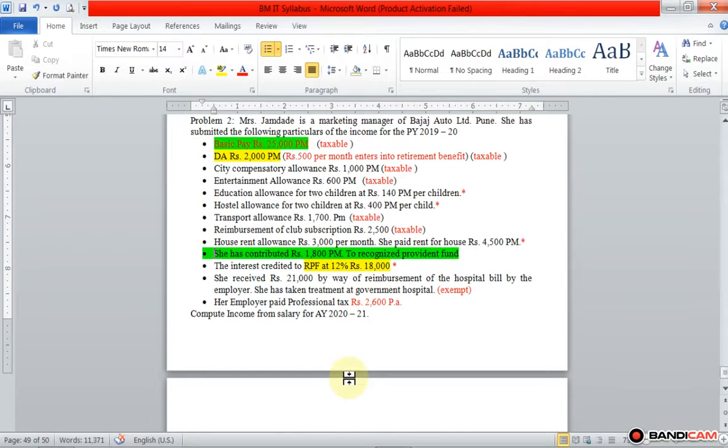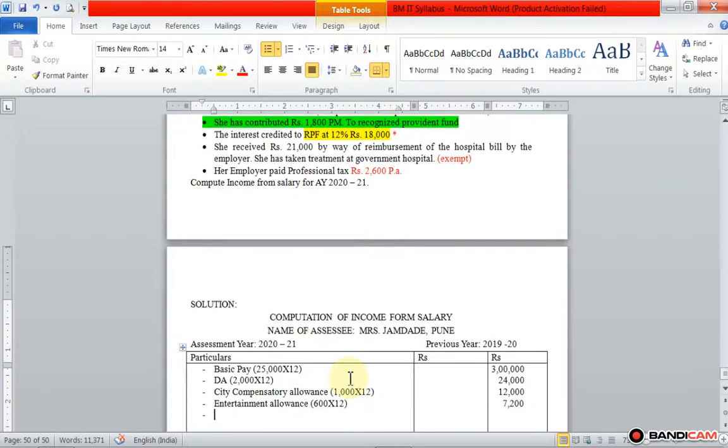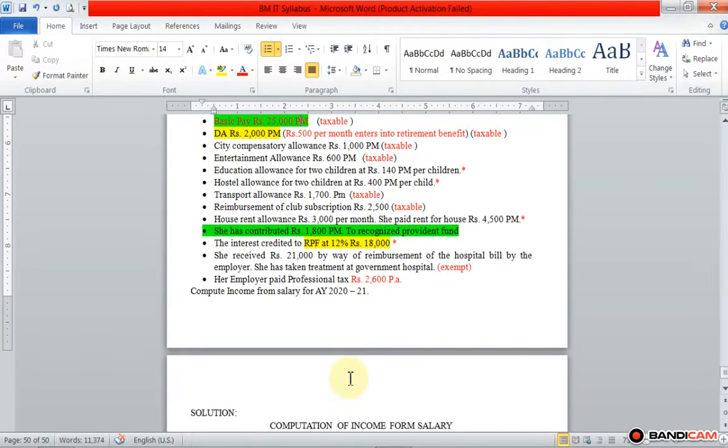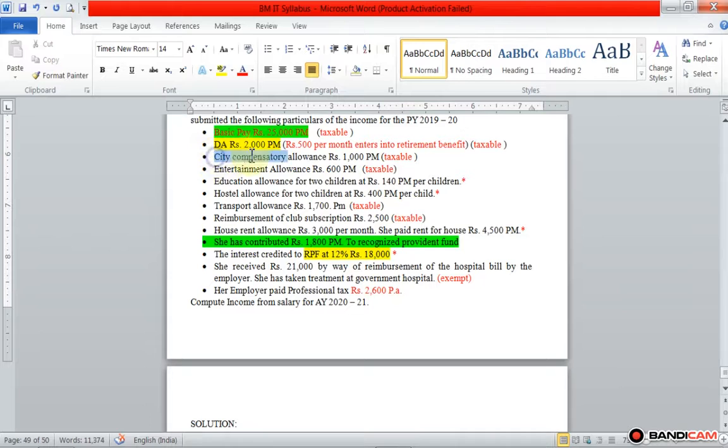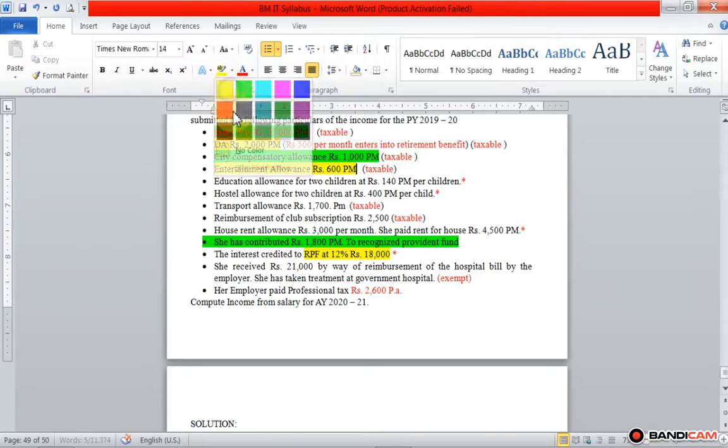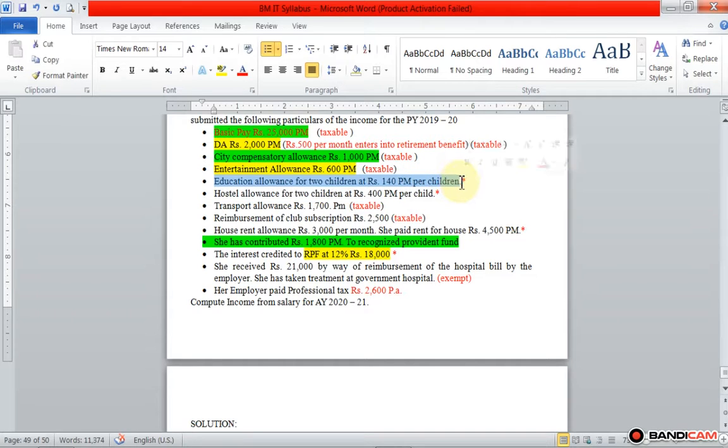Then education allowance. Education allowance is partly taxable and partly exempted. City compensatory allowance is taken into consideration, so we highlight it. Then entertainment allowance is also taken into consideration. Now education allowance is rupees 140 per month per child.